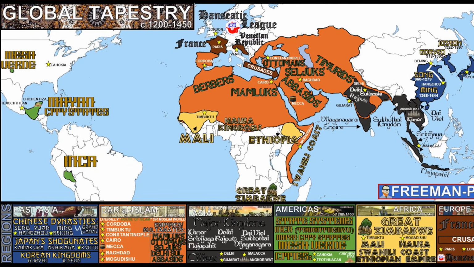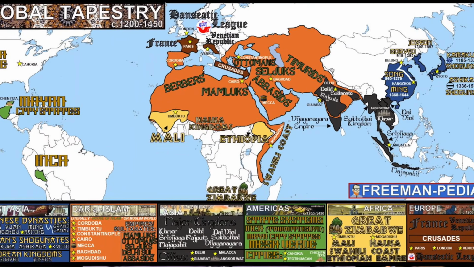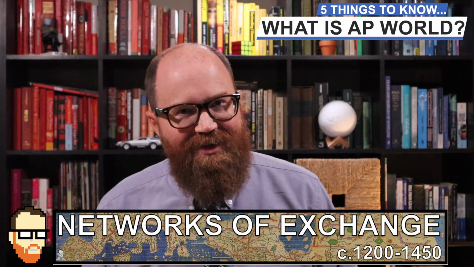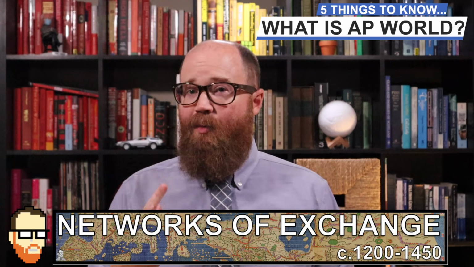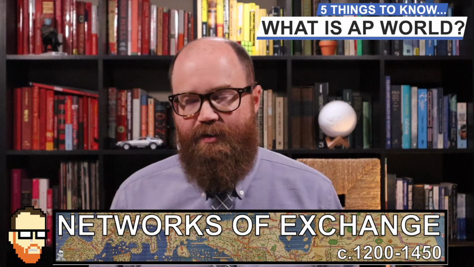Here's a quick overview. Unit 1 is the Global Tapestry. This is an introductory unit whose whole purpose is to introduce you to the different regions of Earth around the year 1200. Unit 2, the Networks of Exchange. Now, this takes all of the info you learned in Unit 1 and begins to interconnect those regions via things like trade routes or technology or Mongols.